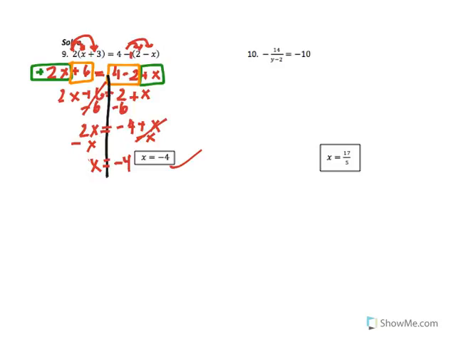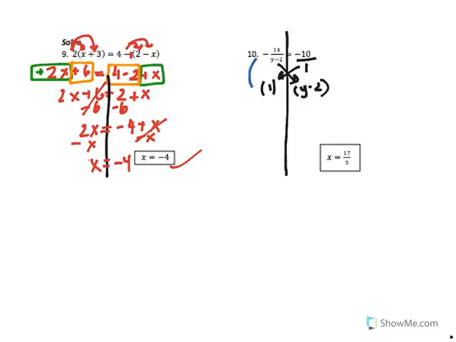Number 10. First, I draw my line. Then, I need to get rid of the fraction. How do I get rid of a fraction? I put this over 1. And now I need to get rid of the denominator. So the denominator here is 1, so I send it over here. The denominator here is y minus 2. I send it over here.